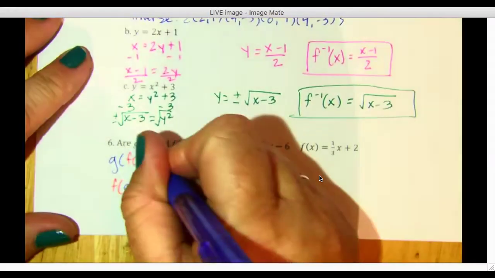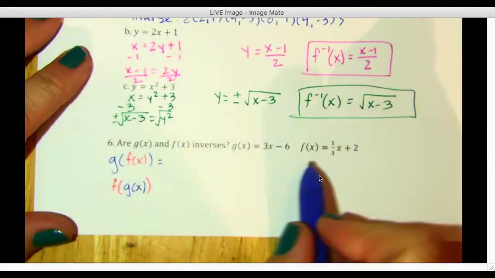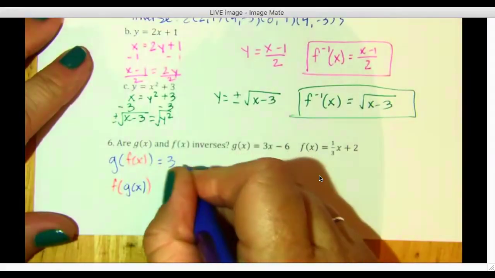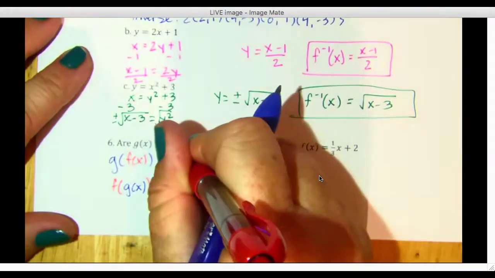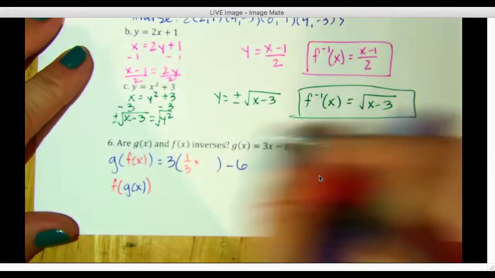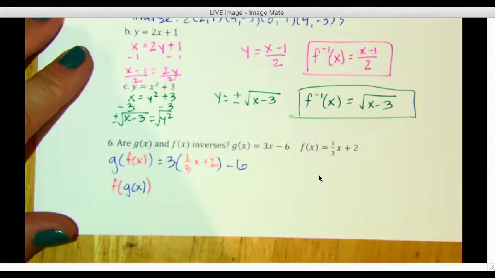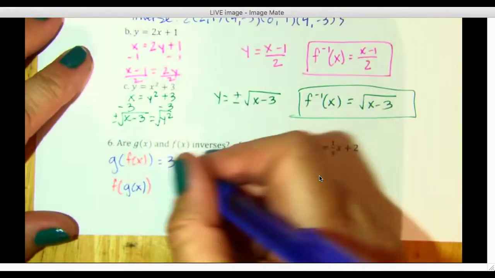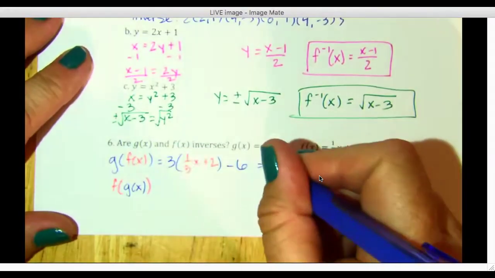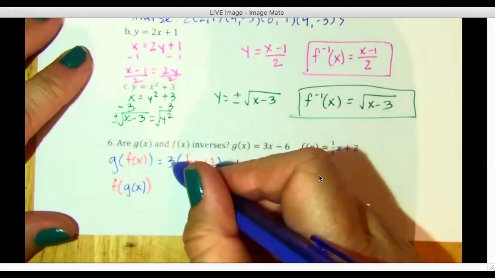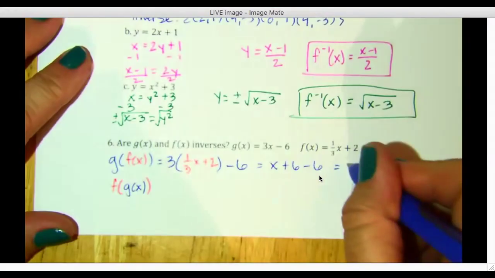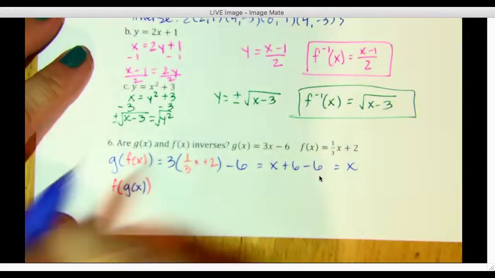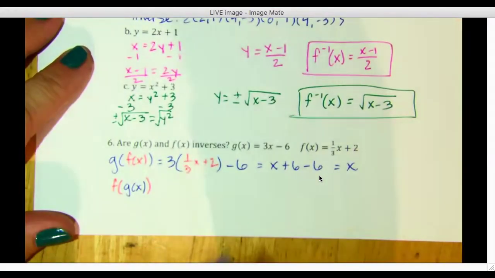So we're going to find g of f of x. My outside function is g, 3x minus 6, and I'm going to plug in f of x, 1/3 x plus 2. If I distribute that, 3 times 1/3 gives me x. 3 times 2 gives me 6. And then minus 6, that equals exactly x. But I still need to check the other direction.